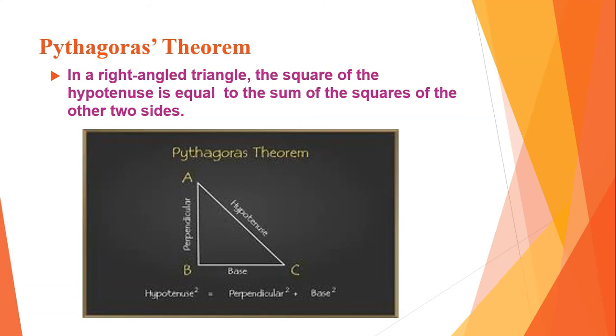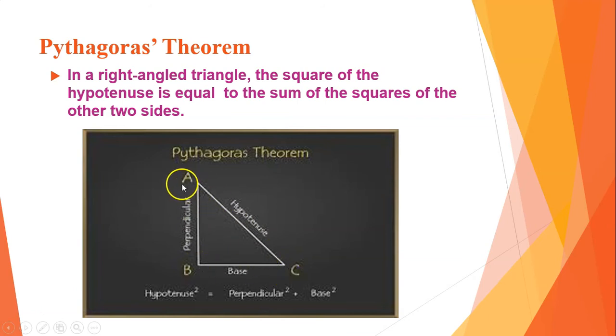So please pay attention. In a right angle triangle, the square of the hypotenuse is equal to the sum of the squares of the other two sides. What is the meaning of this? Have a look at this particular figure. This is a right angle triangle. This is the base. This is the height or the perpendicular side. And this is the hypotenuse.